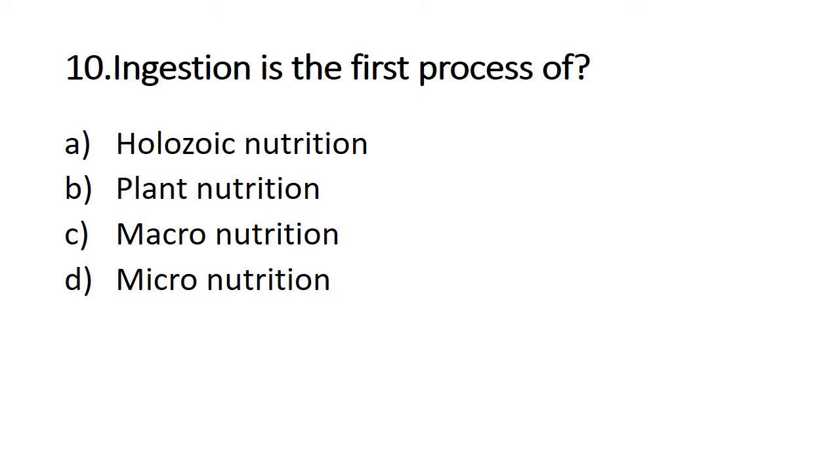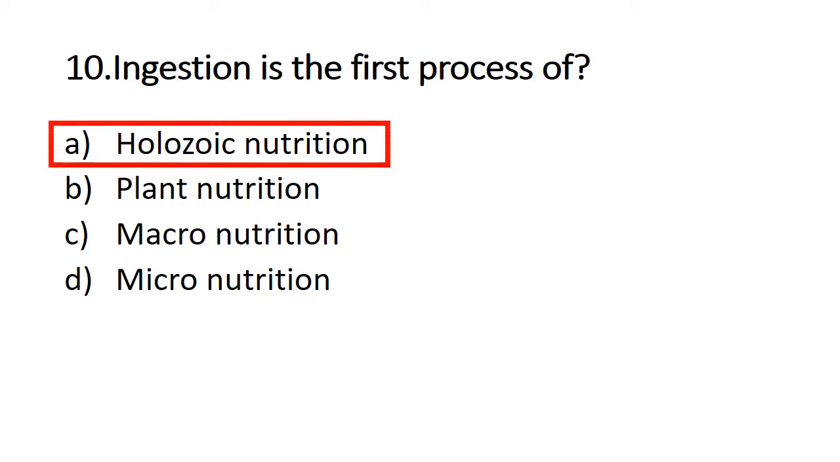Ingestion is the first process of A. Holozoic nutrition, B. Plant nutrition, C. Macronutrition, or D. Micronutrition. So, the correct answer is option A. Holozoic nutrition. Ingestion is the first process of holozoic nutrition. Let's move on to the 11th question.